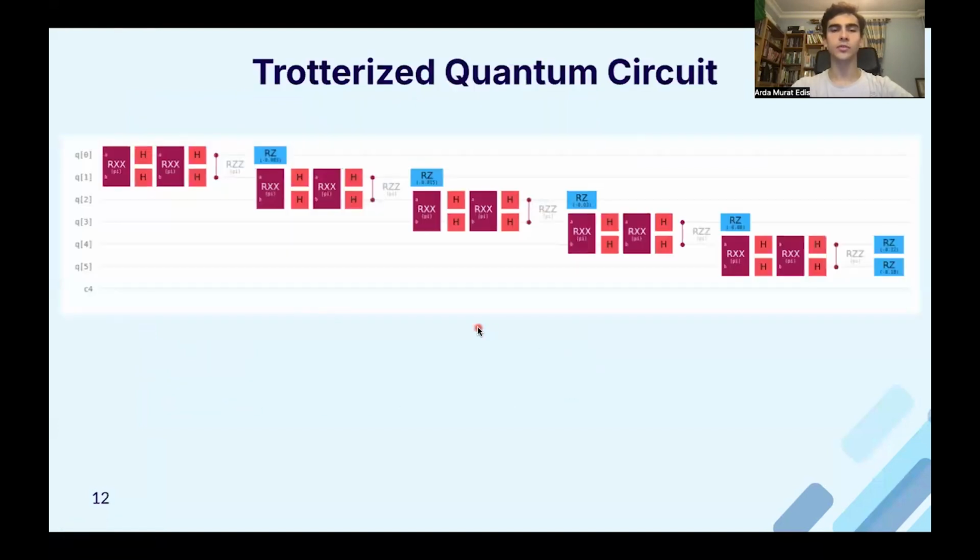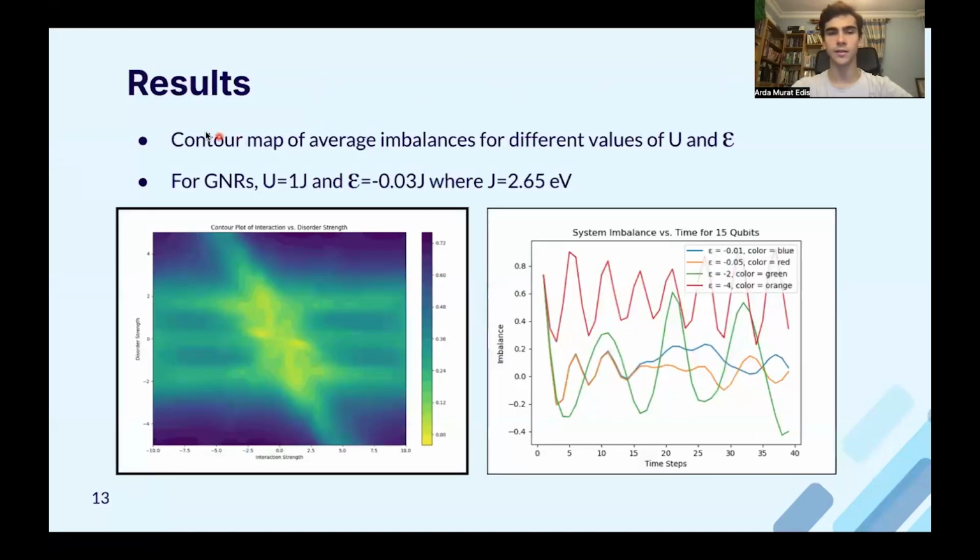Here is a 6 qubit trotterized quantum circuit. We utilized 9, 12, and 15 qubit circuits. However, the structure is essentially the same. And here are our results.